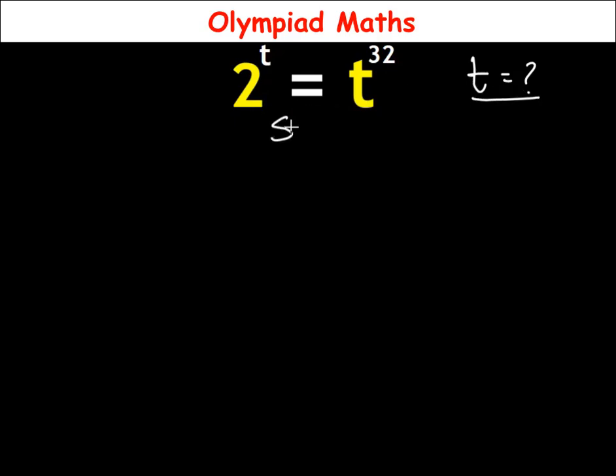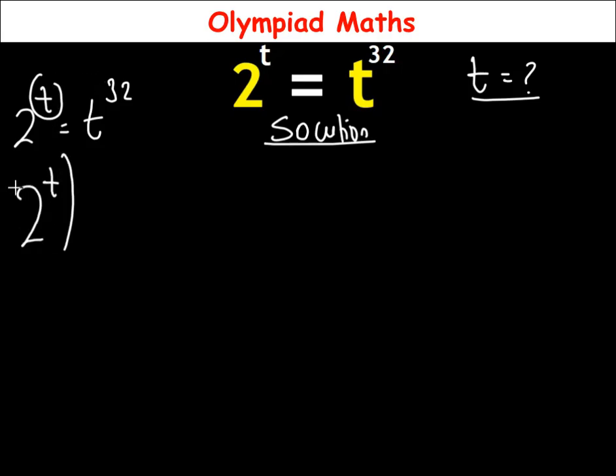Now to do this, solution: we have 2 power of t is equal to t raised to power 32. To solve this, first we're going to eliminate this t right here. To eliminate this t, we multiply both sides by power 1 over t. So we're going to have 2 raised to power t, then multiplied by power 1 over t, is equal to t raised to power 32, also multiplied by power 1 over t.